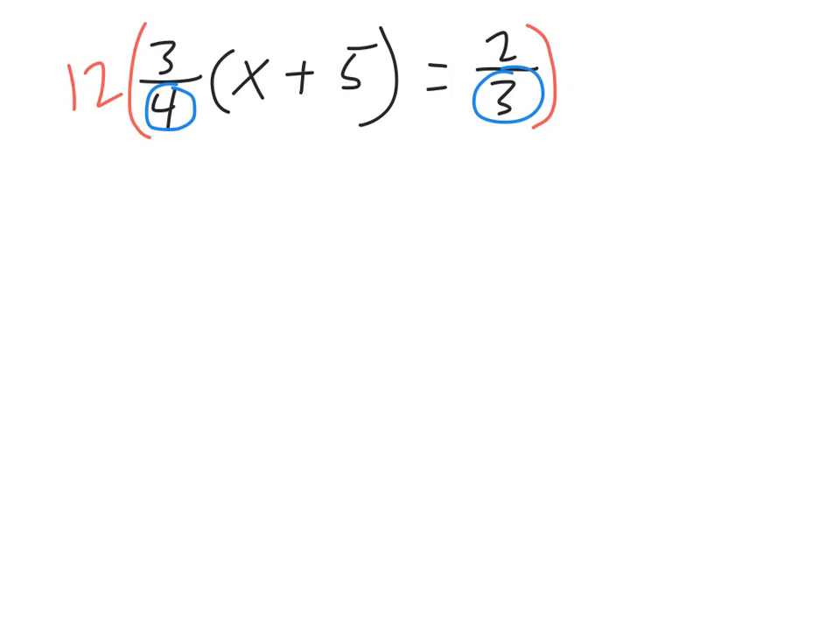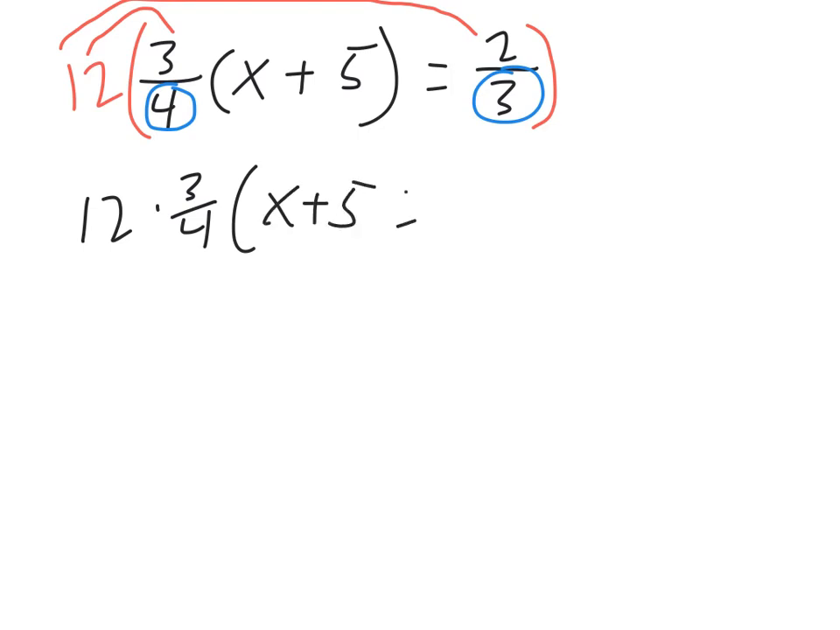So 12 is going to be multiplied by 3/4, and 12 is going to be multiplied by 2/3. So the x plus 5 doesn't get multiplied by 12 because it's in parentheses being multiplied by 3/4. So that means we're going to have 12 times 3/4 times x plus 5 equals 12 times 2/3.